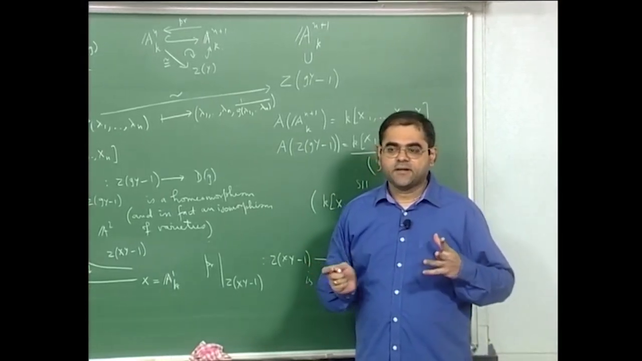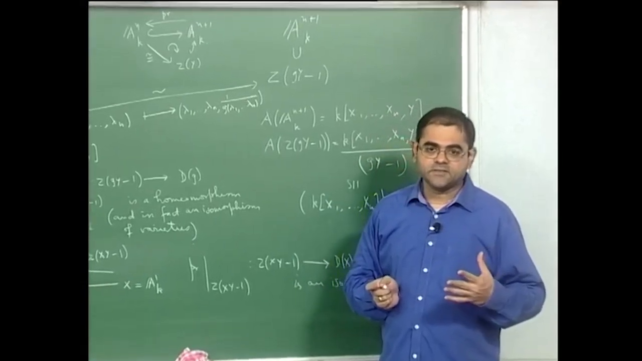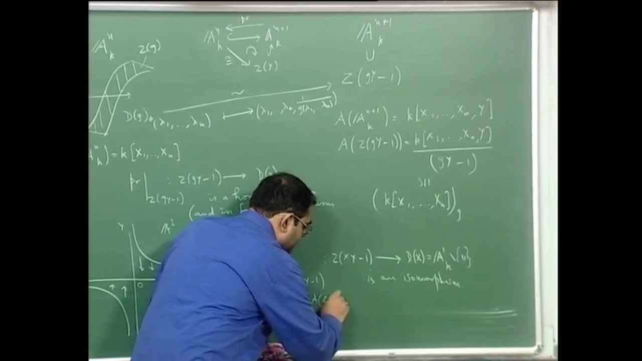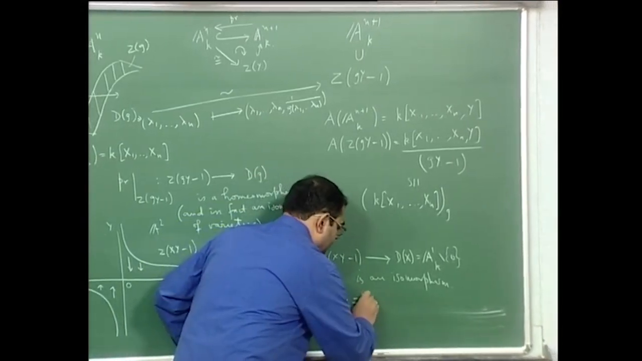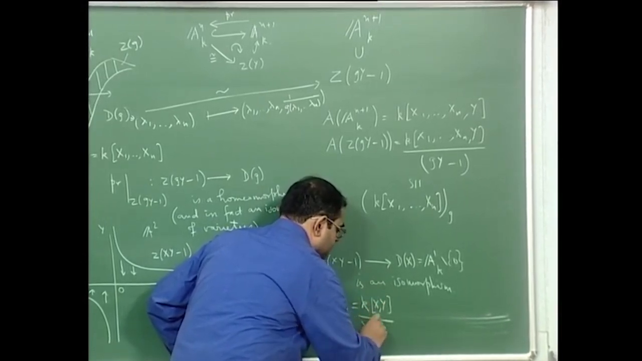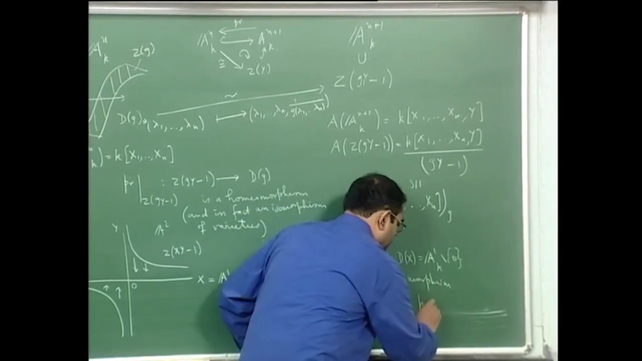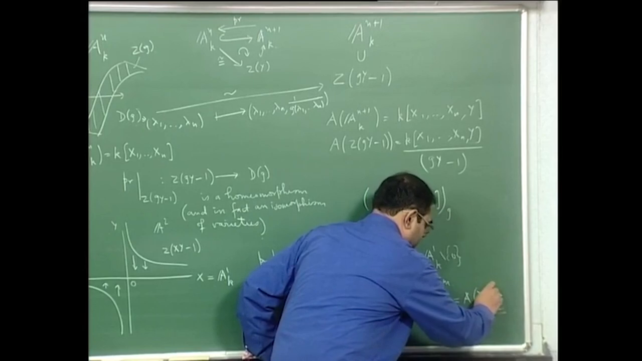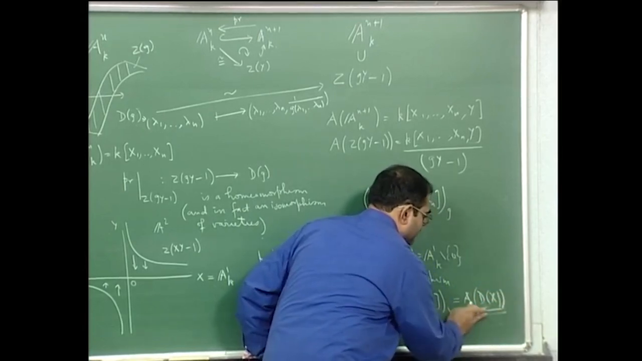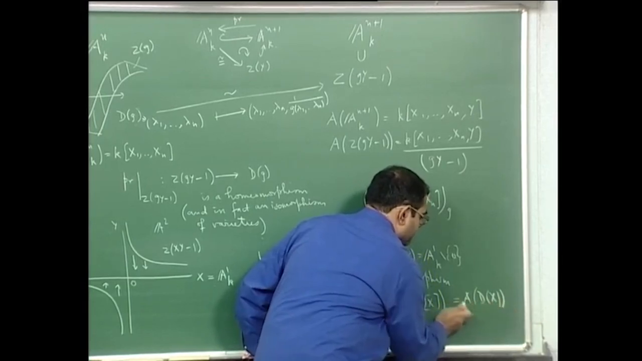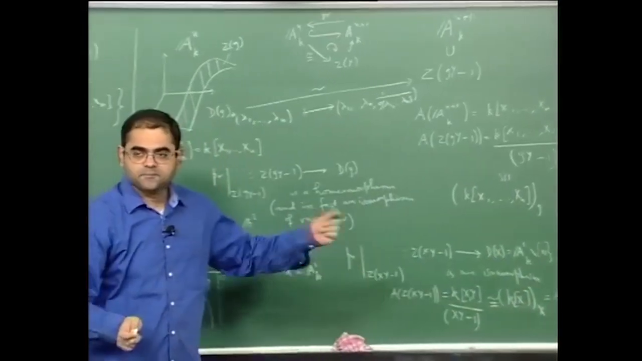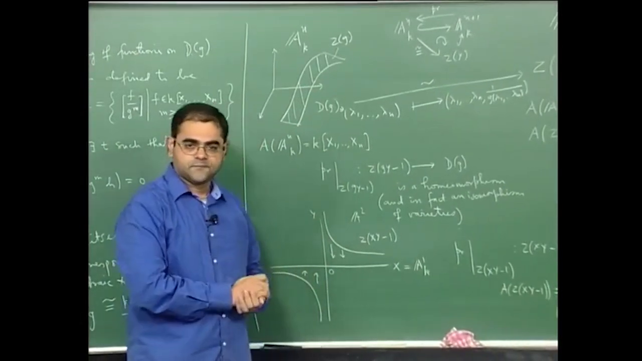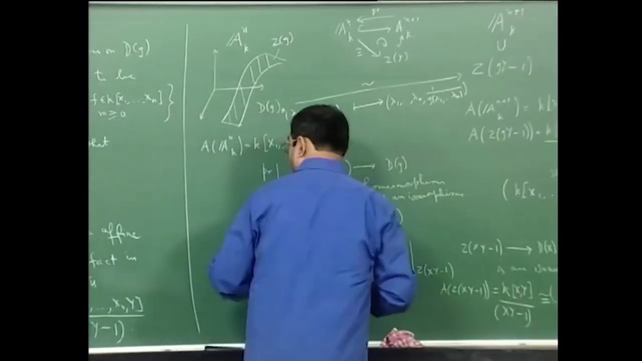And what is the translation of this fact into commutative algebra? It is just the statement that if you take the affine coordinate ring of Z of xy minus 1, which is k[x,y] by (xy minus 1), that is isomorphic to k[x] localized at x, which is defined to be the affine coordinate ring, the ring of functions, on Dx. So that gives you a picture in the simplest possible case as to what is happening. And the same thing is happening here.